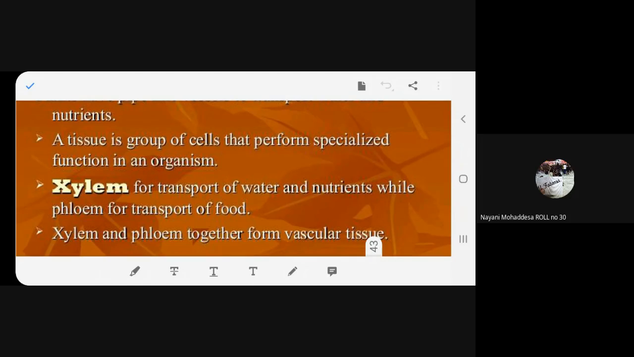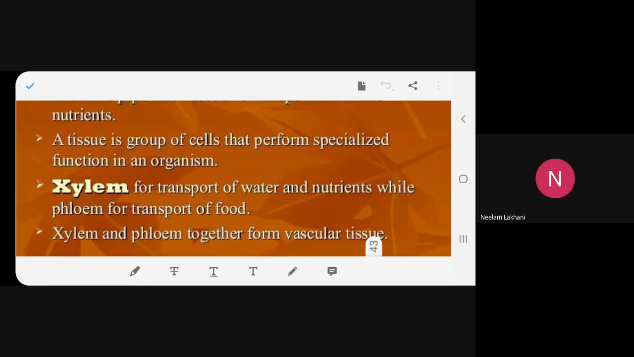So, what we have understood, the first thing is xylem, which is a tissue. You agree? What is the function of xylem? Transportation of water and nutrients. That also you agree? The next tissue is phloem. First tissue is xylem, function, transportation of water and nutrients. Second, phloem tissue, function, transportation of food.